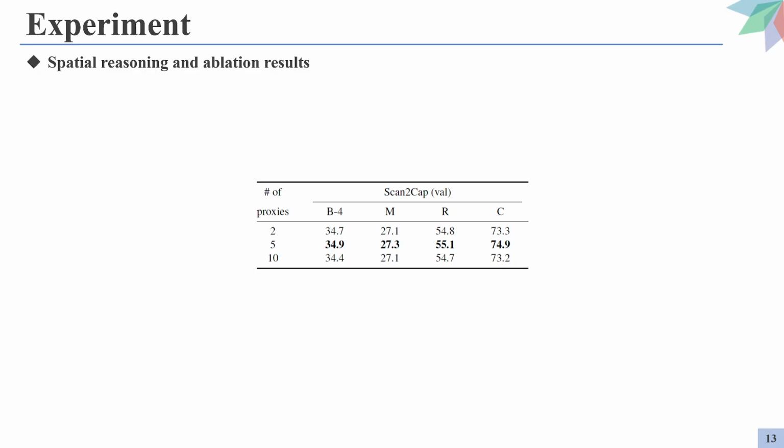This slide presents the results for the dynamic proxy allocation experiment. It tests how the number of proxies assigned to a target object affects Scan2Cap performance. The best result is obtained when 5 proxies are allocated. Using only 2 proxies may not preserve enough object detail. However, increasing the number to 10 does not improve performance. The authors suggest that too many proxies can become less informative and may create an imbalance in how the model represents different objects. This experiment shows that proxy allocation affects not only efficiency, but also the quality of object-level information.